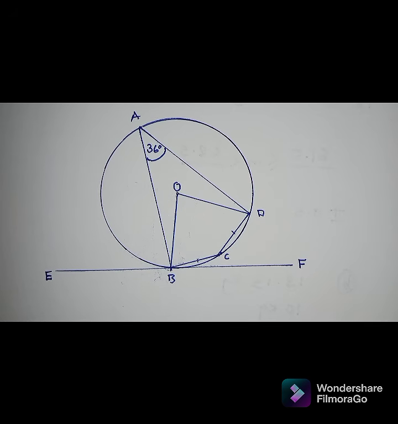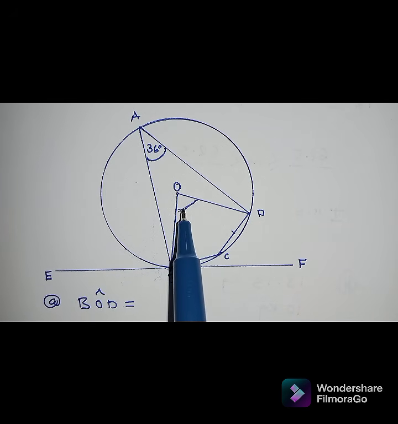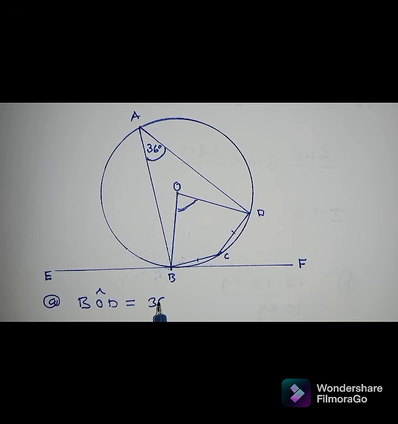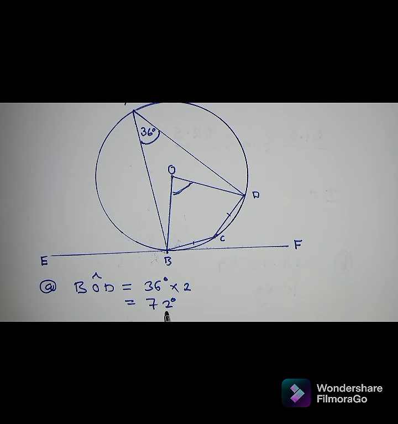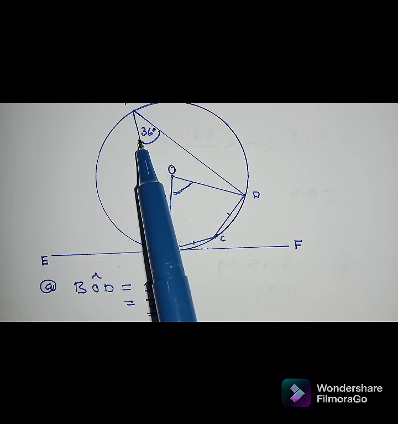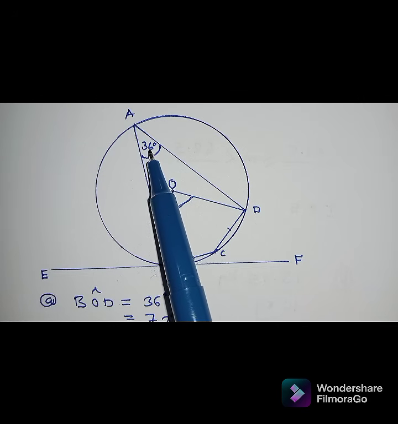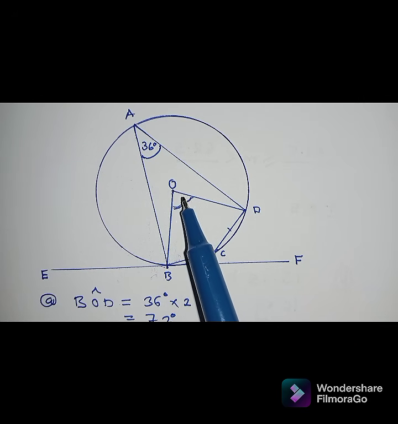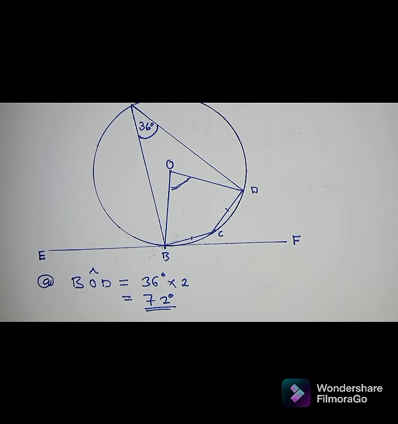All right, so for question A, they want us to find angle BOD. Meaning they want us to find this angle here. So we just say 36 degrees times 2, which is equal to 72 degrees. So this angle is 72. I've just used the property which says that the angle at the circumference from the same segment is twice the angle at the center. That's why I've multiplied by 2, and this is the solution.